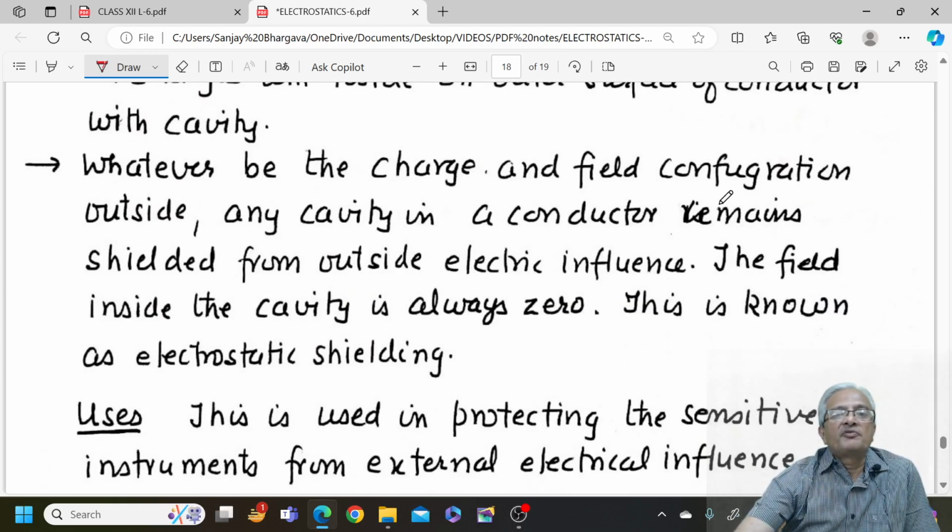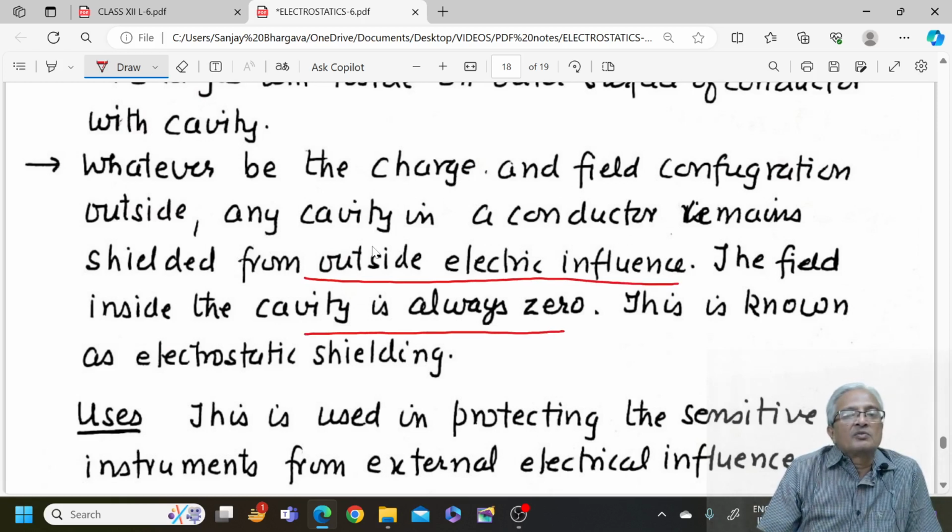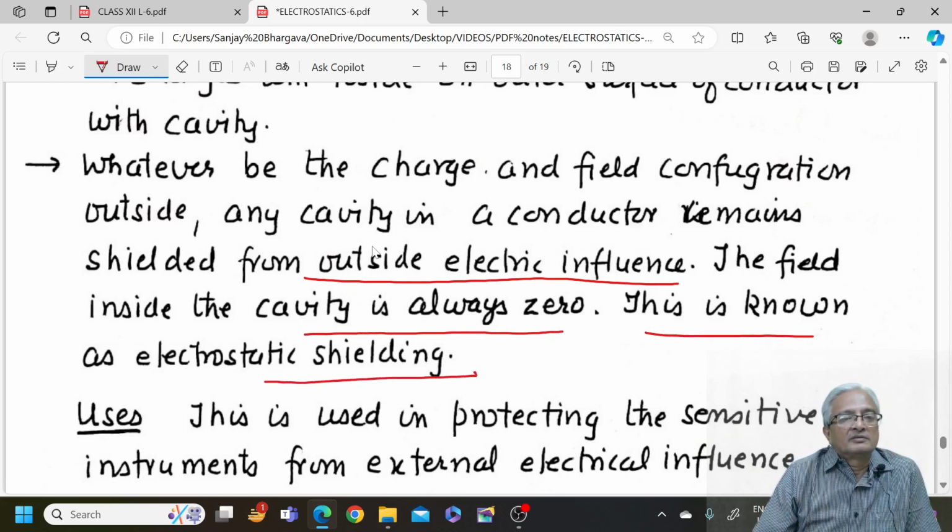Whatever be the charge and field configuration outside, any cavity in a conductor remains shielded from outside electric influence. The field inside the cavity is always zero. This is known as electrostatic shielding. It is unaffected by any external field or any external charge on the surface of the conductor.